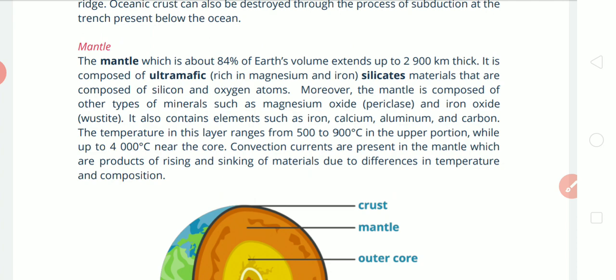It's because convection is a type of heat transfer wherein the hot materials rise to the top and the cold materials sink to the bottom. And that is when heat is being transferred from a hotter object towards a colder object. Always remember, convection currents happen in the mantle.